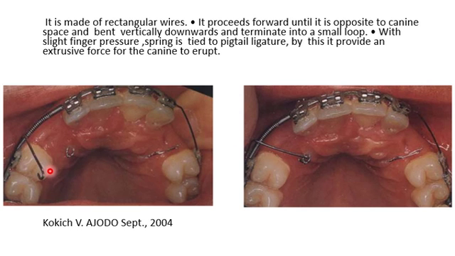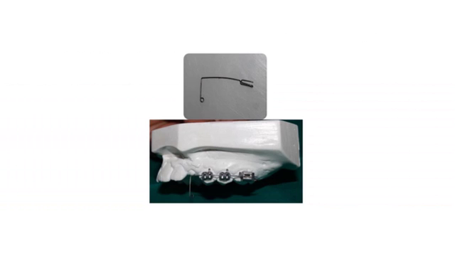With slight finger pressure, the spring is tied with a pigtail ligature. It provides an extrusive force for the canine to erupt. Here's the ballista. One wire is bent similar to small loops and squeezed to enter the main slot of the tube, and the other is placed in the accessory loop.